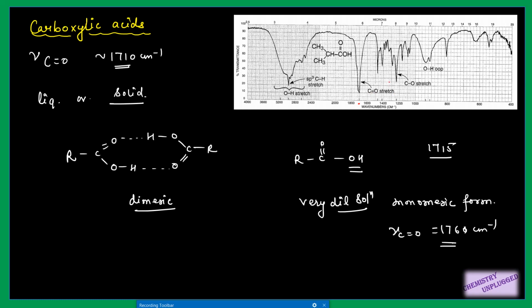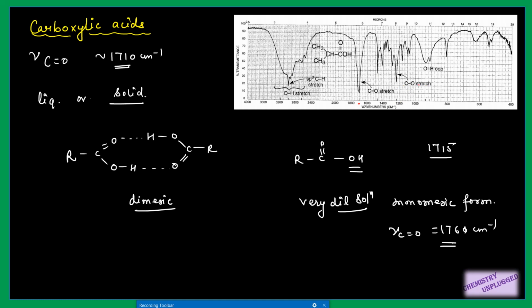So we can say that it may be carboxylic acid, because we cannot say just by looking at the value of CO, because for other carbonyl compounds this value can be decreased by other factors also. So we have to look at the OH peak, and we have here an OH peak, so we can say it may be carboxylic acid.